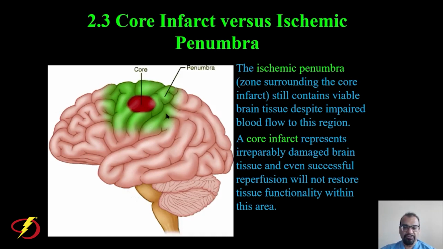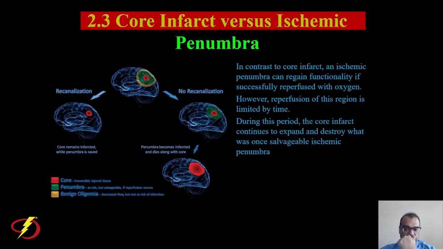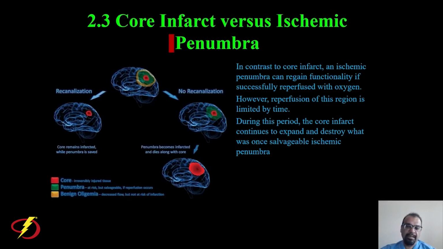So if we reperfuse the brain, if we take the clot out of the artery causing this stroke, we could reperfuse this penumbra and get this activity back, but we're not getting back the core infarct. That's irreparably damaged brain tissue, unfortunately. So again, if we could restore blood flow to the brain and recanalize that blood vessel by pulling out that clot, we can maintain the small core infarct.